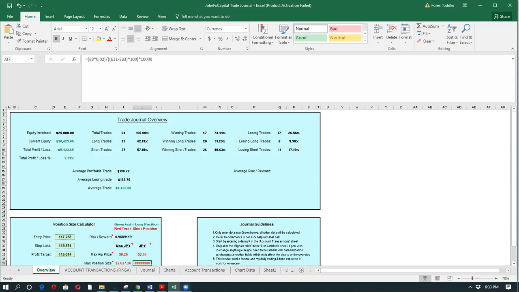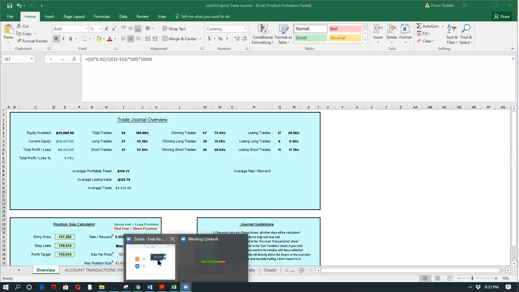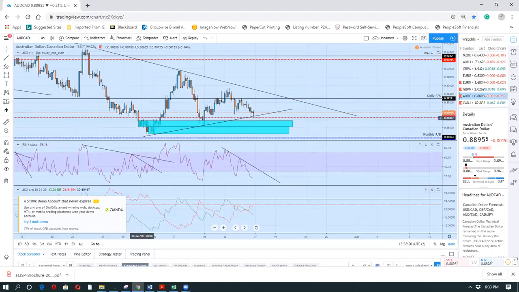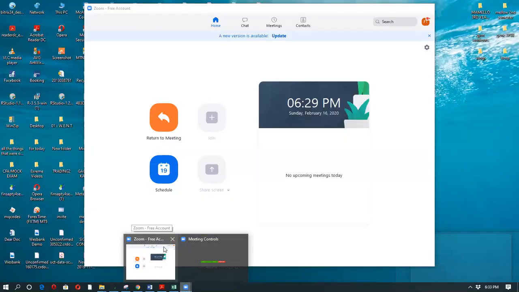So now I'm just going to go back to the TradingView tab quickly. Let me just share the screen.